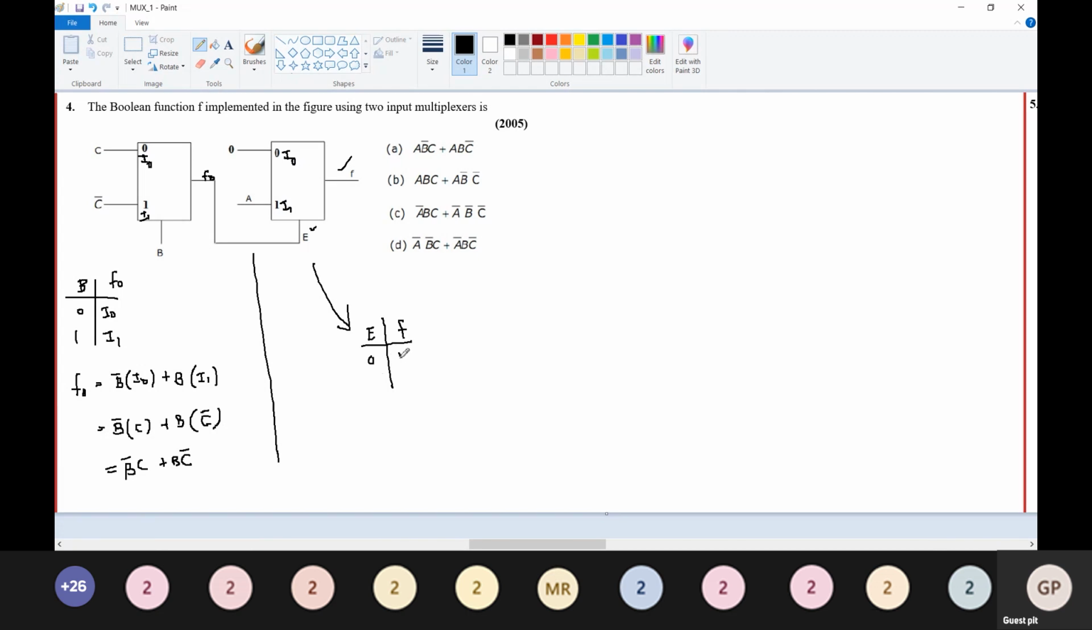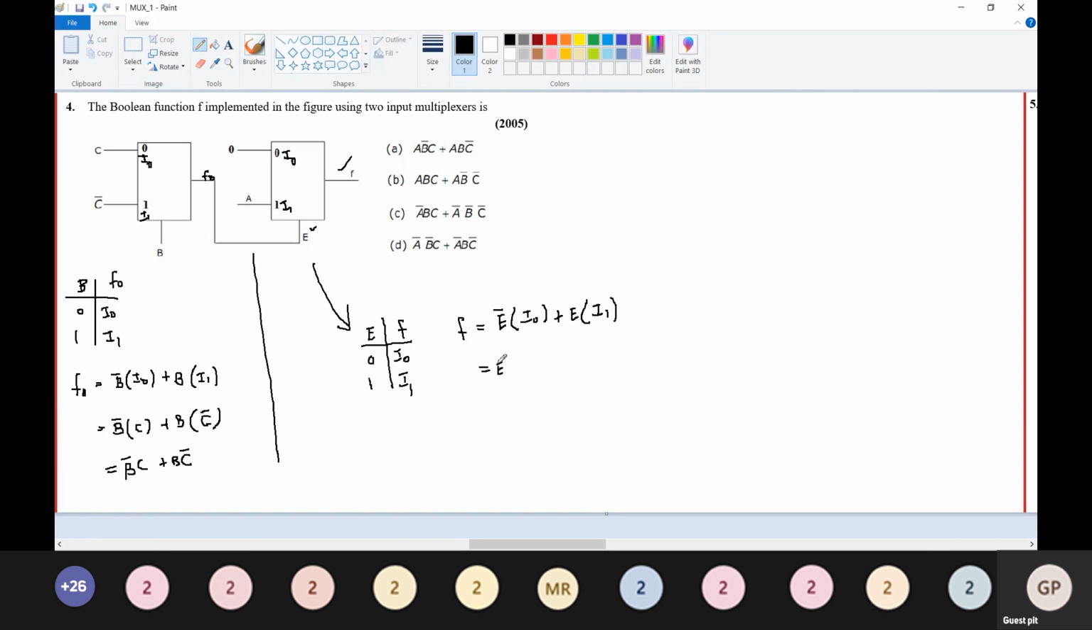When E equal to 0, your I naught is going to get selected. When E equal to 1, your I1 is getting selected. Okay, fine. So now the Boolean expression for the second multiplexer, this F, can be written as: selection line, we have only one, so I will write this as E dash into I naught plus E into I1.